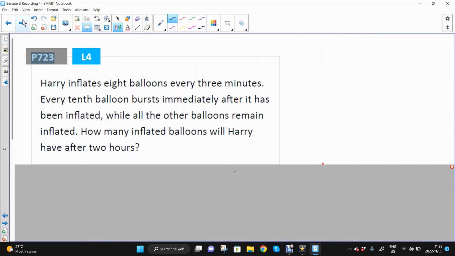Harry inflates 8 balloons every 3 minutes. Every 10th balloon bursts immediately after it has been inflated, while all the other balloons remain inflated. How many inflated balloons will Harry have after 2 hours?